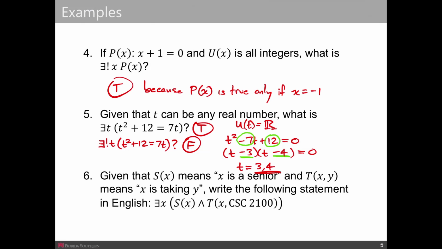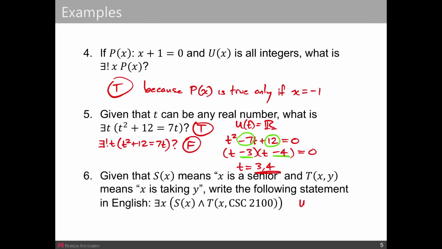Number 6, given that the predicate S at x means x is a senior, and T at x and y means that x is taking y, write the following statement in English. There exists a value of x such that S at x and T at x and CSC 2100. Now technically I just said that expression in English, but that's not how we talk conversationally.